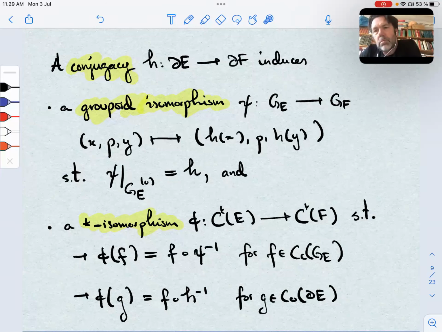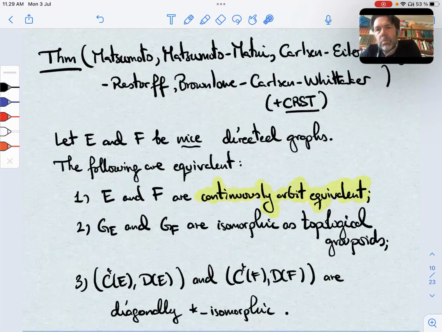Okay, so that's just going through the steps again, but now with a map, the conjugacy. And then here's a theorem, and there's a lot of names to attribute. Let's forget about the first part for just a second, and look at the second and third part. So what I just told you is that if you have a conjugacy, that gives you an isomorphism of groupoids. So that's something like this.